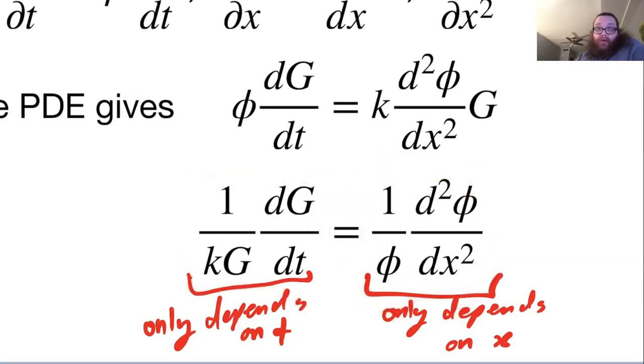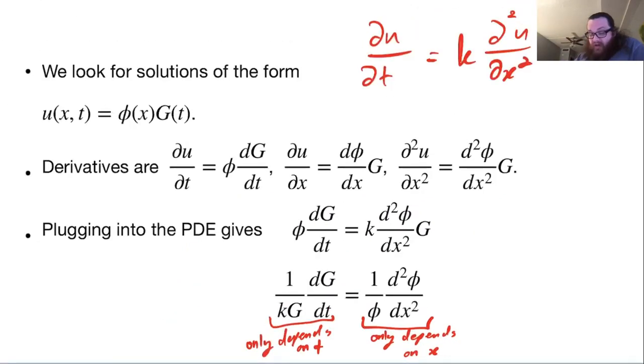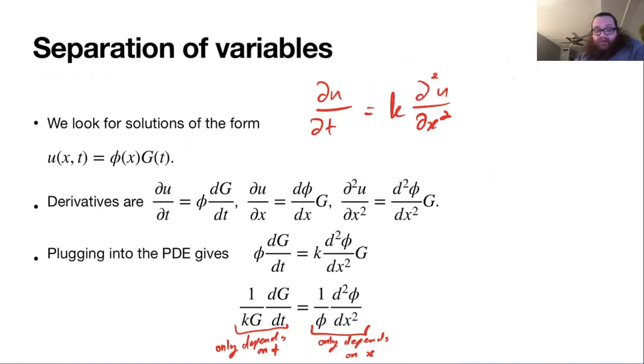So both sides are constant with respect to x and t, which tells us that both sides are a constant. And that's a fact that we're going to exploit next to start figuring out what g and phi could possibly be.